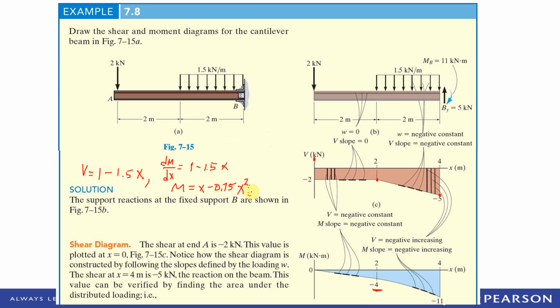So to match up, M has to equal negative 4 when x equals 2. 2 minus 3 is negative 1. So we have to have a negative 3. That was kind of a weird line there.